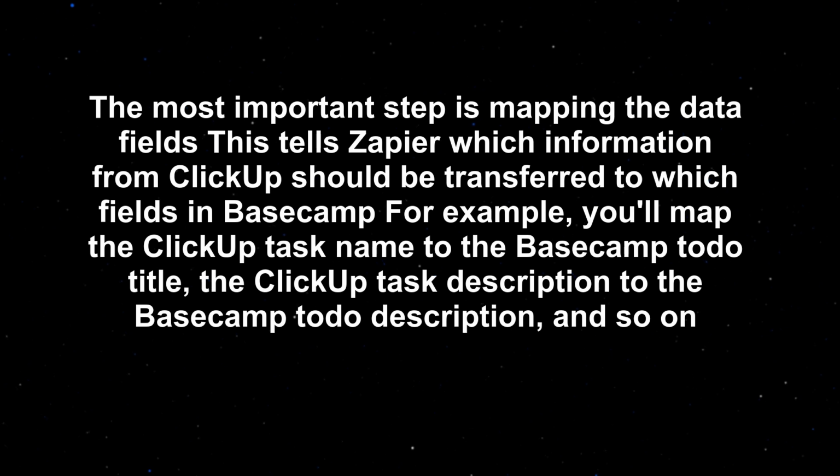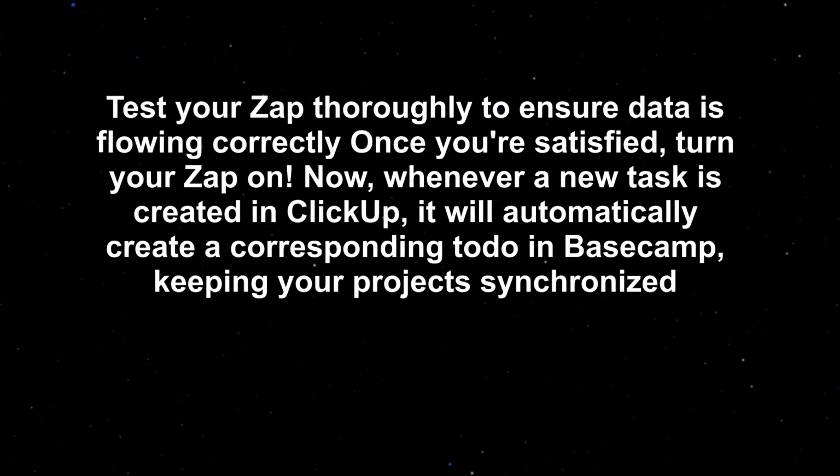The most important step is mapping the data fields. This tells Zapier which information from ClickUp should be transferred to which fields in Basecamp. For example, you'll map the ClickUp task name to the Basecamp to-do title, the ClickUp task description to the Basecamp to-do description, and so on. Test your Zap thoroughly to ensure data is flowing correctly. Once you're satisfied, turn your Zap on.